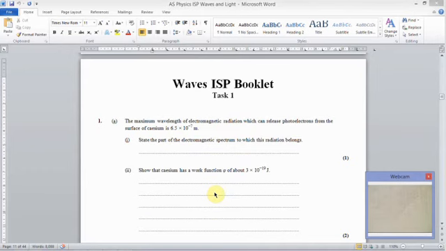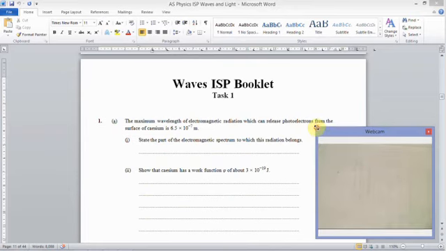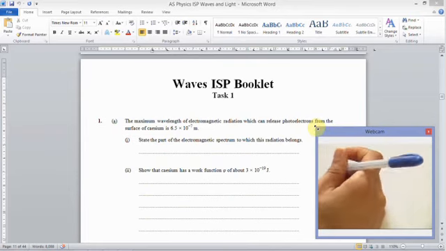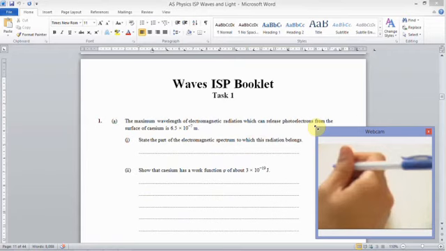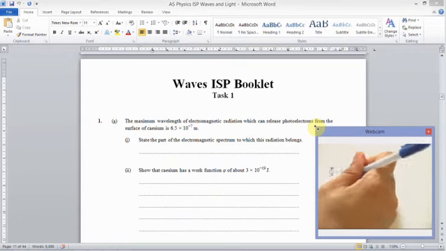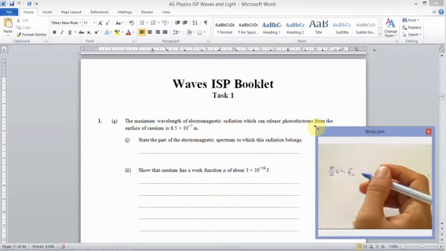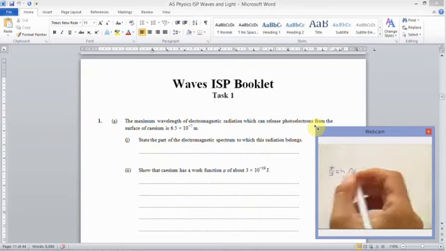So they're asking you to show that cesium has a work function of about 3 × 10⁻¹⁹ joules. Okay, so that's what we want. So we must have somewhere the idea of a threshold frequency or a wavelength that actually is releasing electrons. So the maximum wavelength of electromagnetic radiation that can release photoelectrons is 6.5 × 10⁻⁷ meters. So let's make this word come slightly bigger. Okay, we know that the work function is equal to h times f0, which is threshold frequency times Planck's constant.